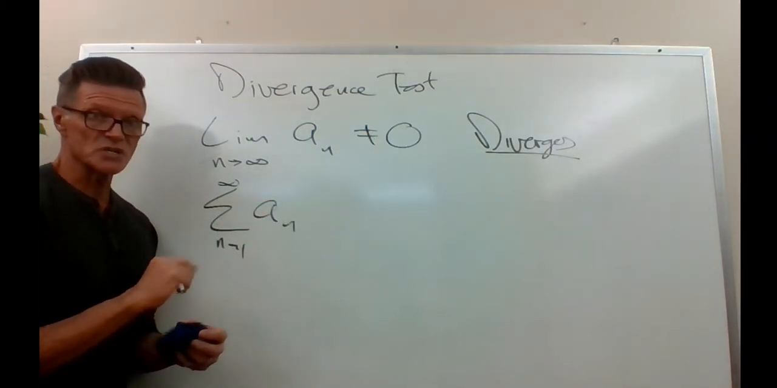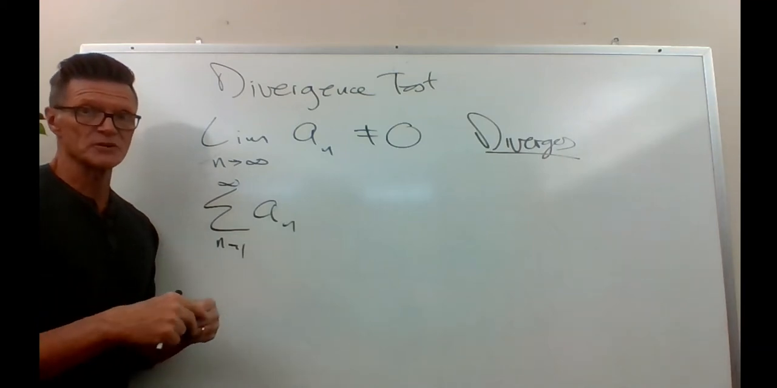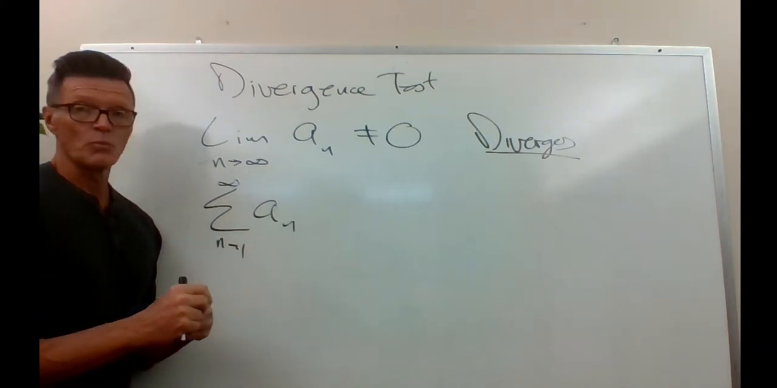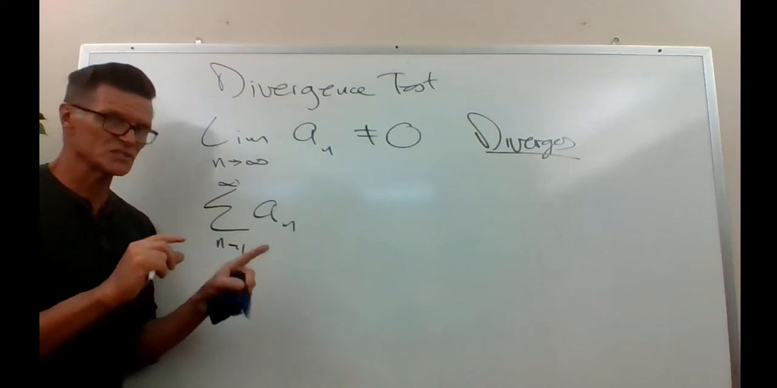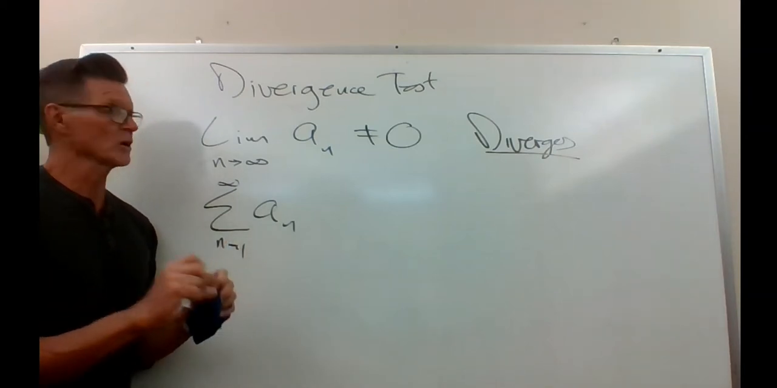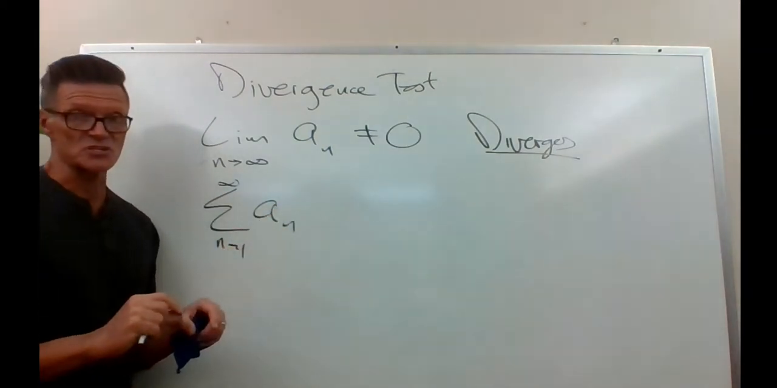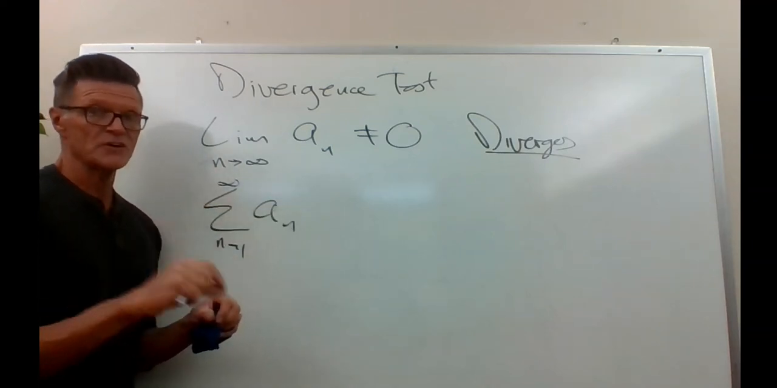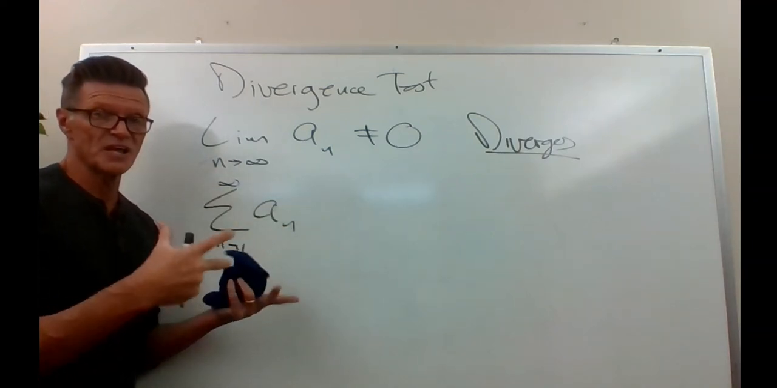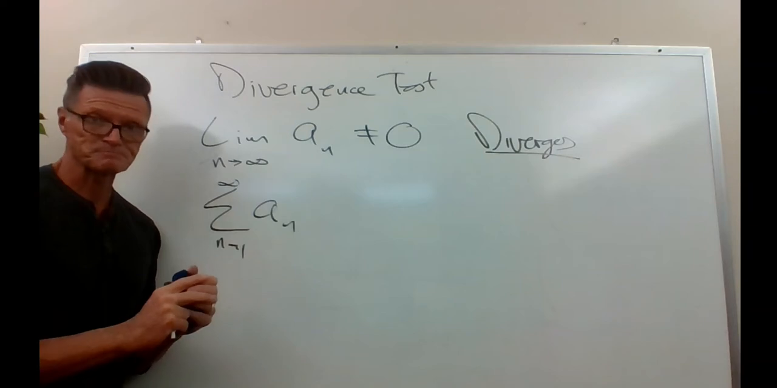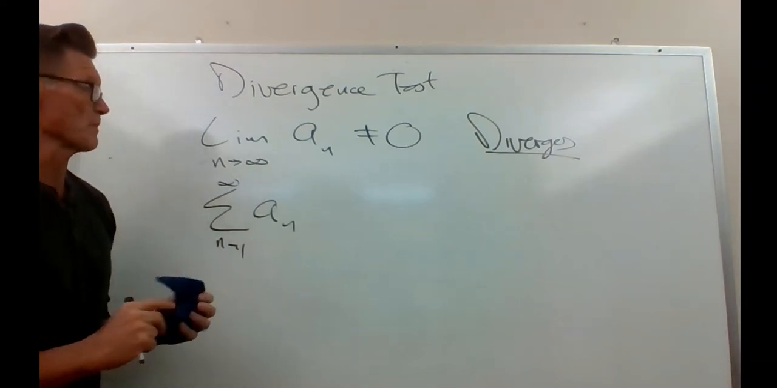If it does equal 0, or if it equals any other number, L, we don't know. We can't say that it converges. All we know is that if it does not equal 0, it diverges. If it does equal 0, then we can't tell. Okay, so that's all we're looking for.